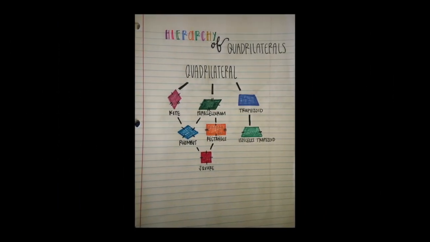So let's go back to our hierarchy of quadrilaterals. Again, the top of the hierarchy is quadrilaterals. In order to be a quadrilateral, a shape must have 4 sides and 4 angles. If you take a look at each of these shapes, they all have 4 sides and 4 angles. The angles, again, are these little corners that you see along your polygons or your shapes. So all of these fall under quadrilateral.